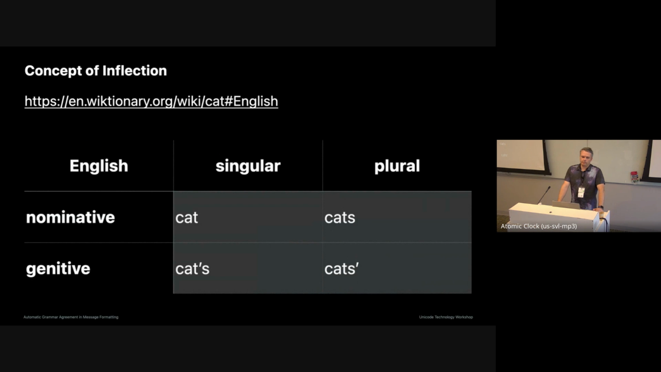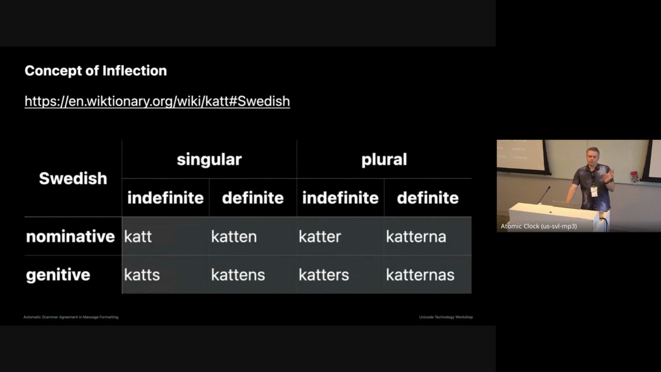Speaking of cats, who doesn't love cats? We all love cats. Before I was talking about the nominative form and genitive form in English, you also have the singular and plural. So we have cat and cats, and cat's with an apostrophe S, and cats' with an apostrophe. So this is pretty easy to work with. There's 4 ways, and then automatic grammar agreement and foundation.